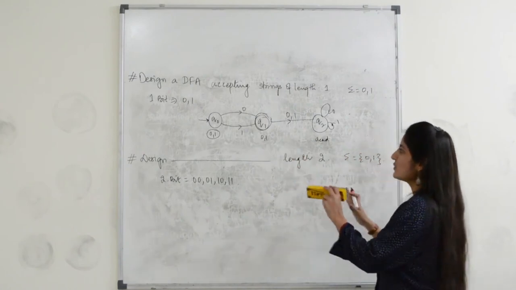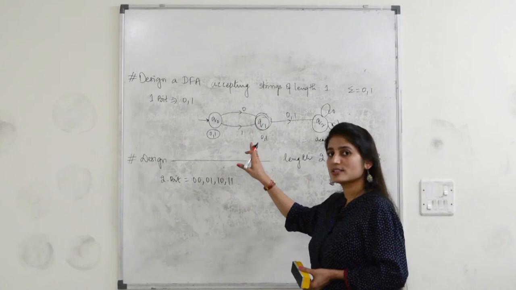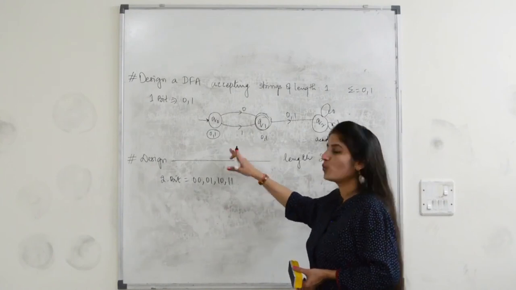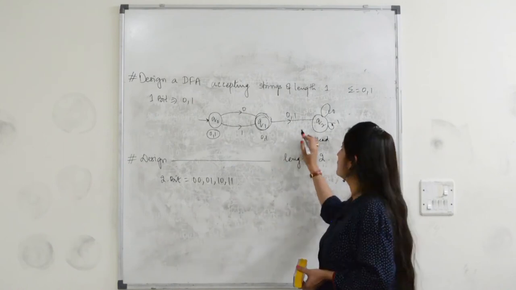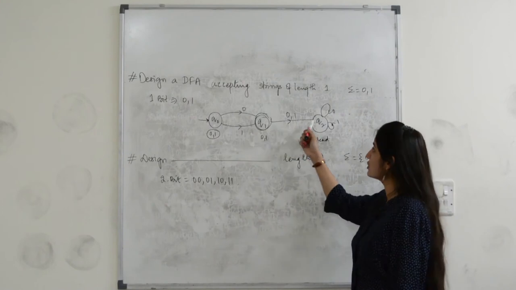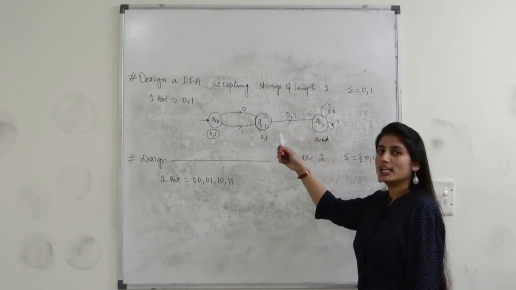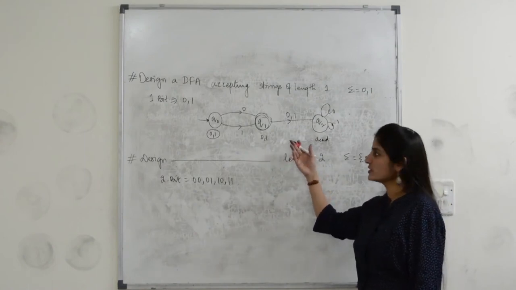So in this way we can say that we have designed a DFA which is accepting only the strings of length 1, and whatever strings of length more than 1, that is 2, 3, 4, are coming, they will be trapped by the non-final state. So the introduction of this dead state is going to eliminate all the possibilities which are not of length 1. So here we are done with this example.